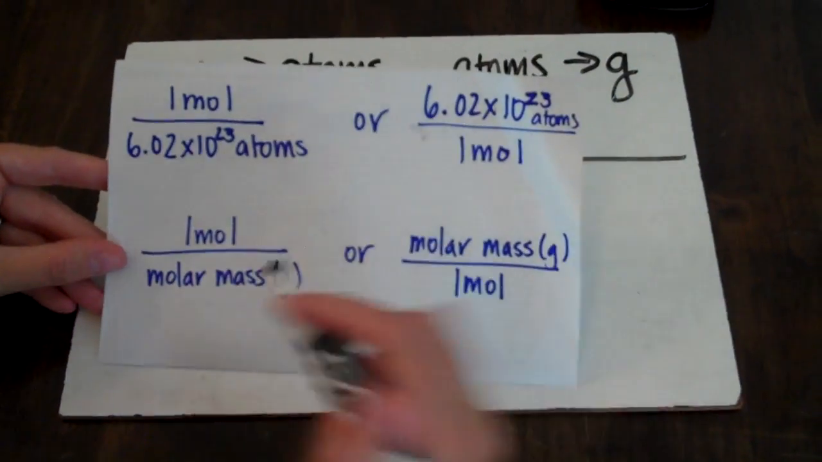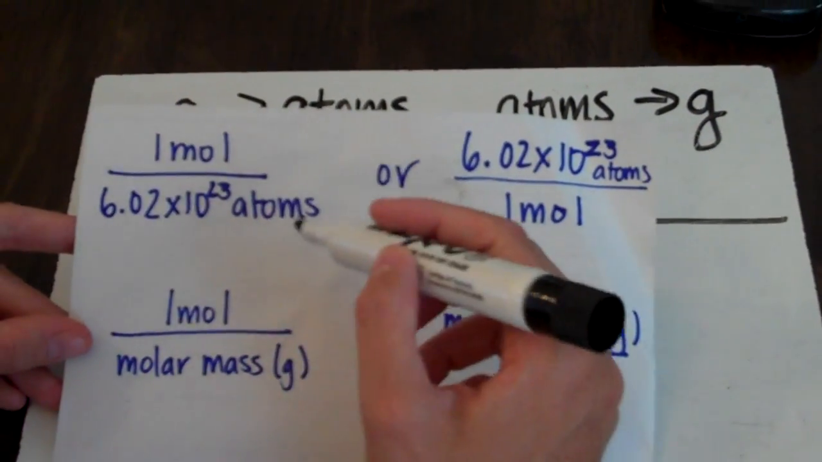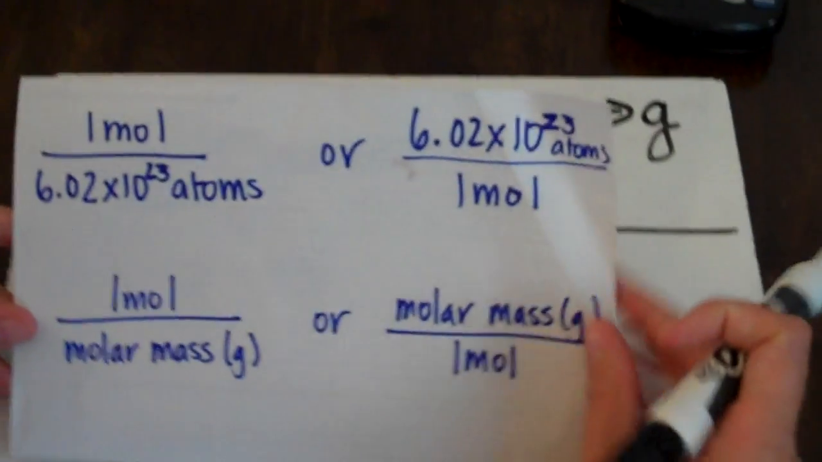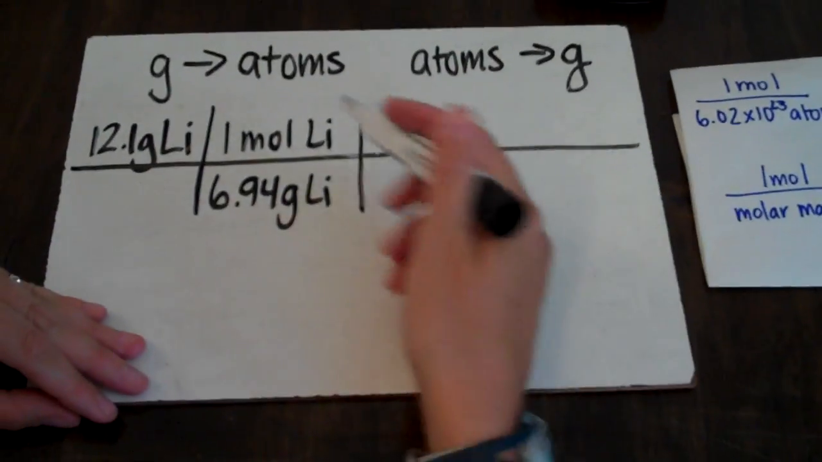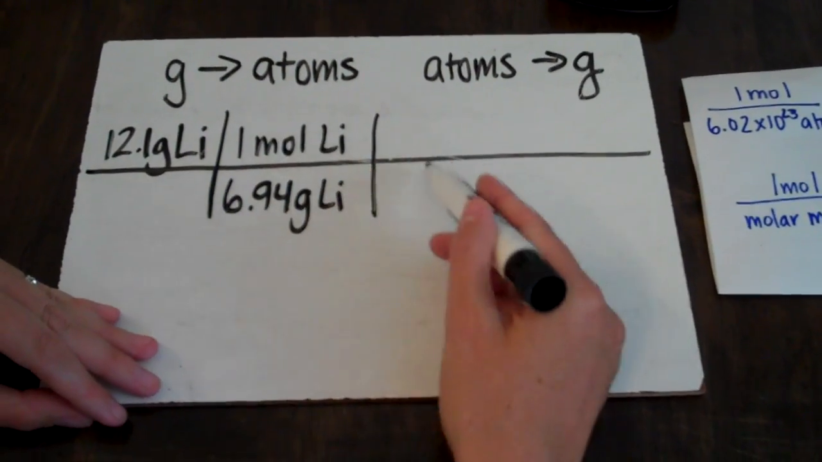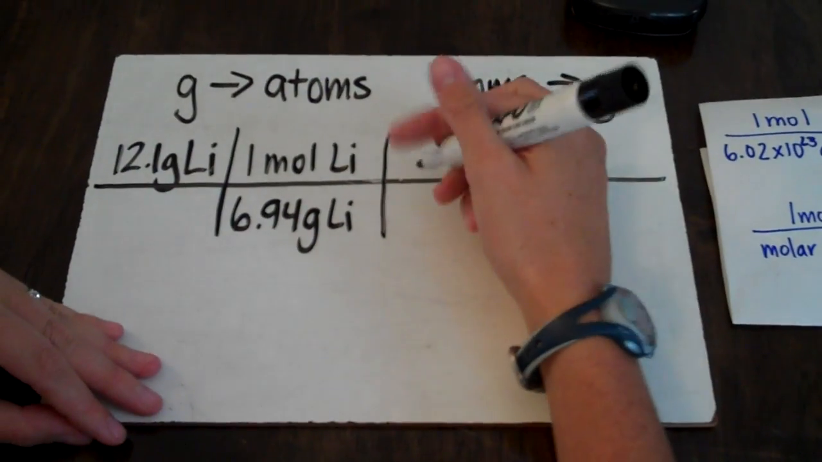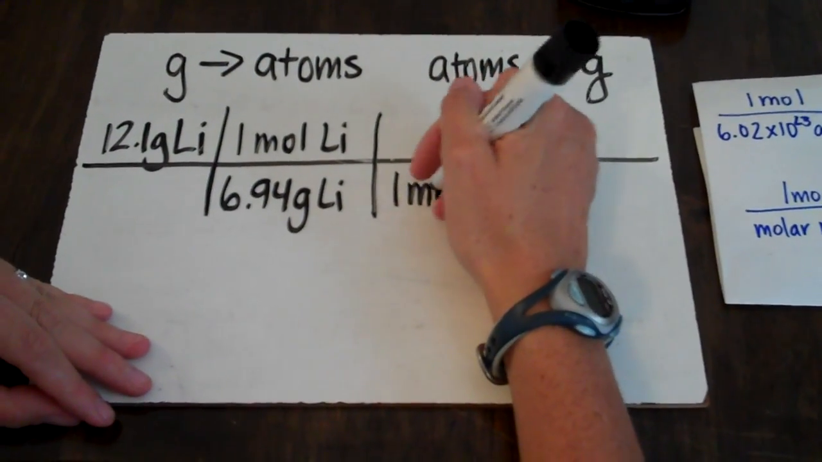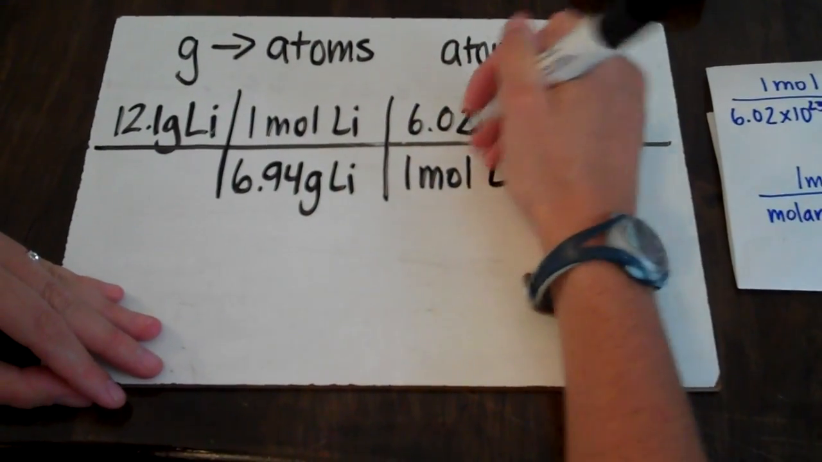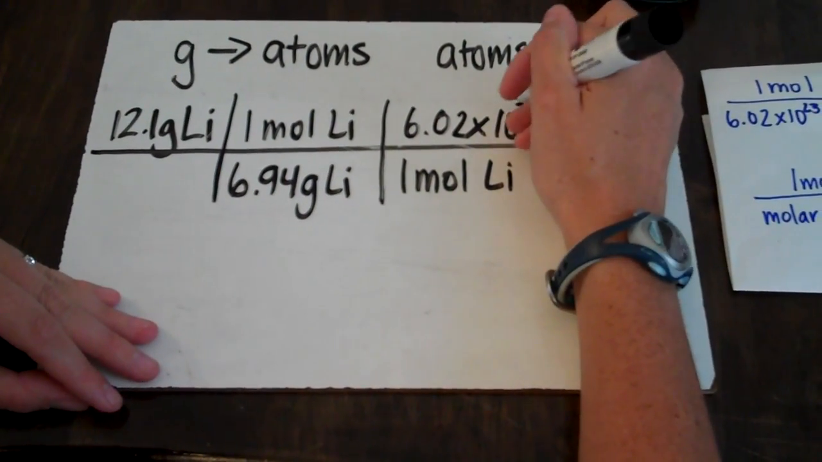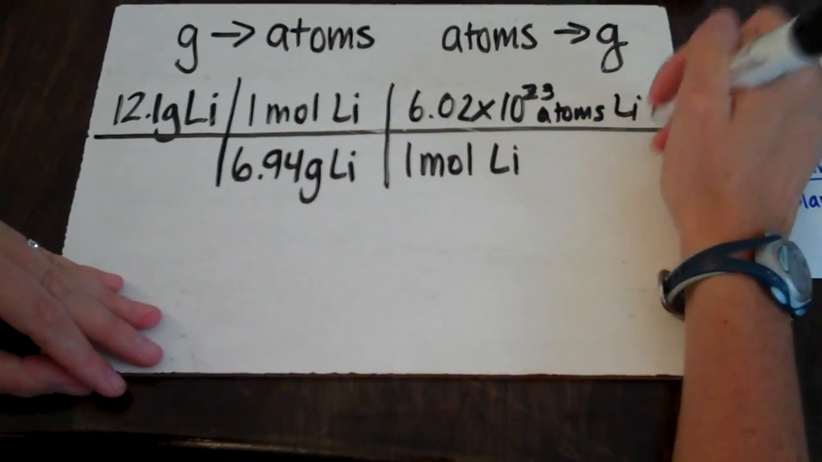If you look, we have a nice conversion factor here that's going to help us go from moles to atoms or atoms to moles. So the question is, which one do we use? Is moles going to be on top or the bottom? Moles on top here, we're going to need it on the bottom here to cancel out. So you need to remember that 1 mole of lithium will be 6.02 times 10 to the 23 atoms of lithium, all right?